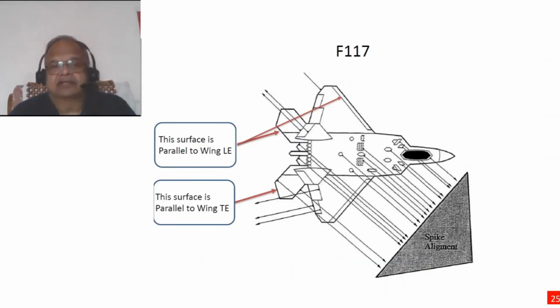And if you look at the F-117, there are some similarities you can see. I've tried to point out a few of them. For example, the trailing edge of the horizontal tail is actually parallel to the leading edge of the wing. And the horizontal tail itself is not a nice rectangular thing, it also has a shape. And you can see the other edge of it is parallel to the trailing edge. So this edge is parallel to this part, and this part is parallel to another thing.